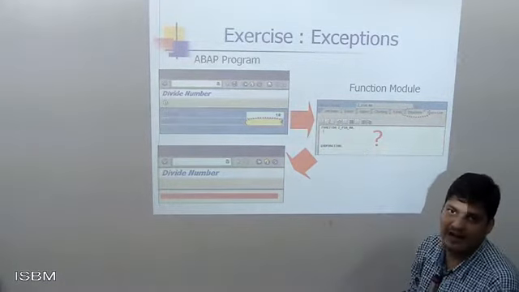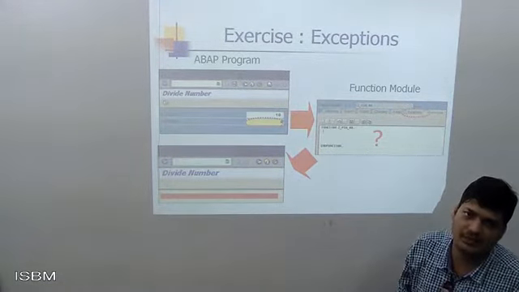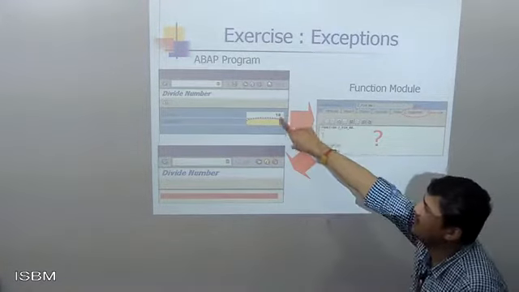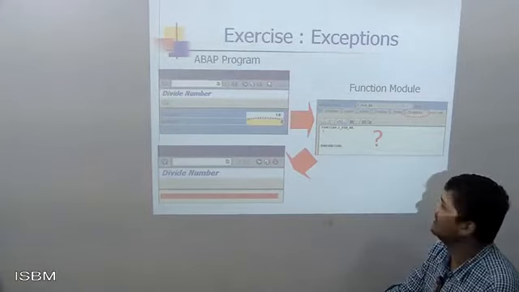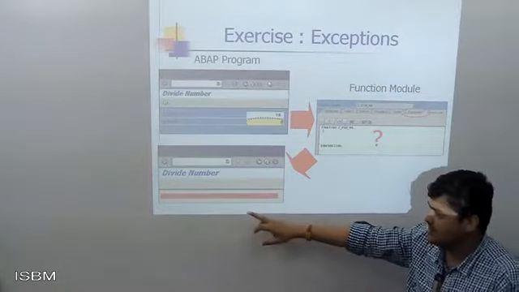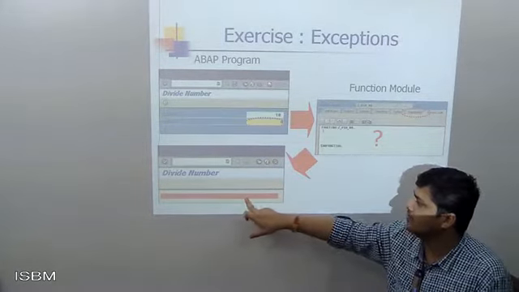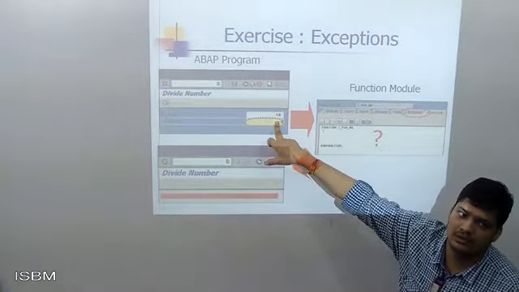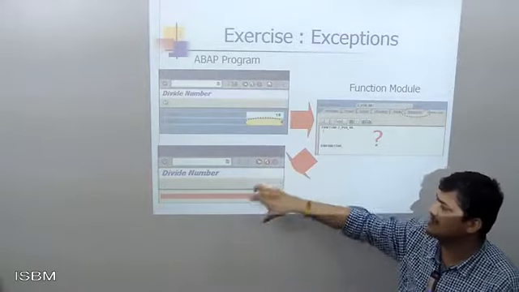But you cannot divide any number by 0, which is not possible. See, 10 by 0 is nothing. You will not get anything. So you need to write one exception, that invalid number 2 cannot be 0. You need to write an exception like this.